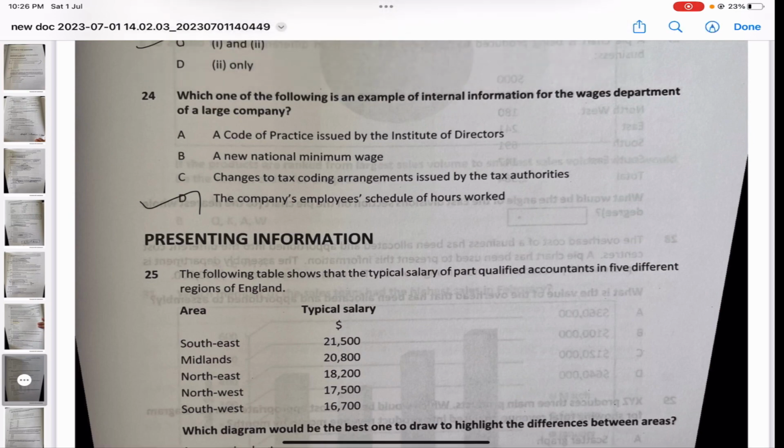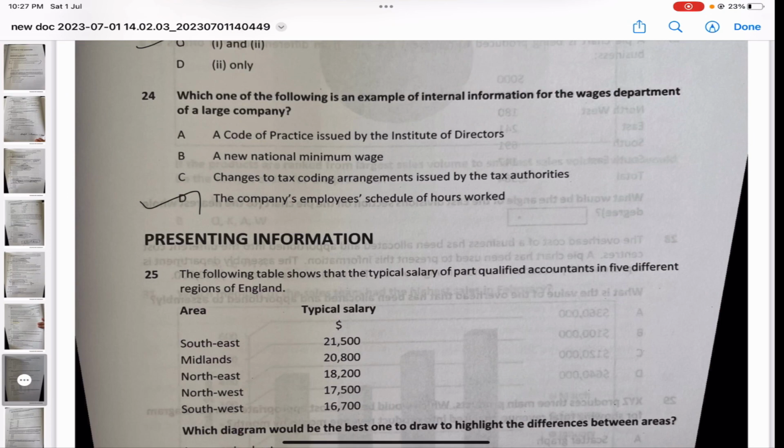Okay, so we are done with sources of data as well. Now we'll be beginning with presenting information. So before starting this, let's quickly revise this chapter as well. Presenting information is chapter number 17 in your new book, I guess. Yeah, so it is chapter number 17, which is presenting information.